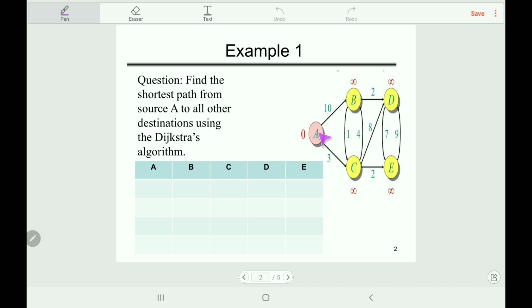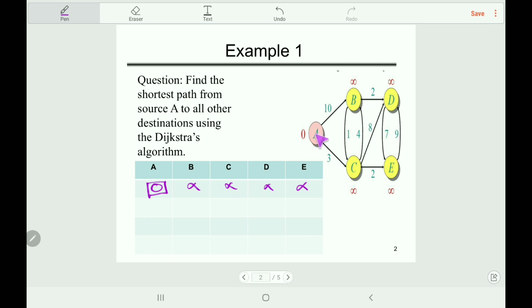So in the first step, we only know the distance from A to A, which is 0, but we don't know the shortest path or the distance to reach B, D, C and E. That's why we put infinity in all other places. So we write 0 here and infinity in all other places. Now, among all these possible values, the minimum one is 0.